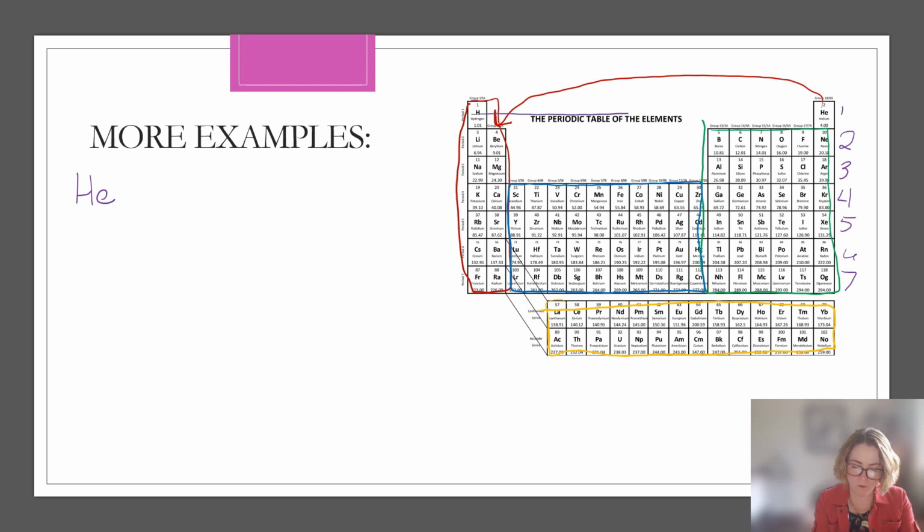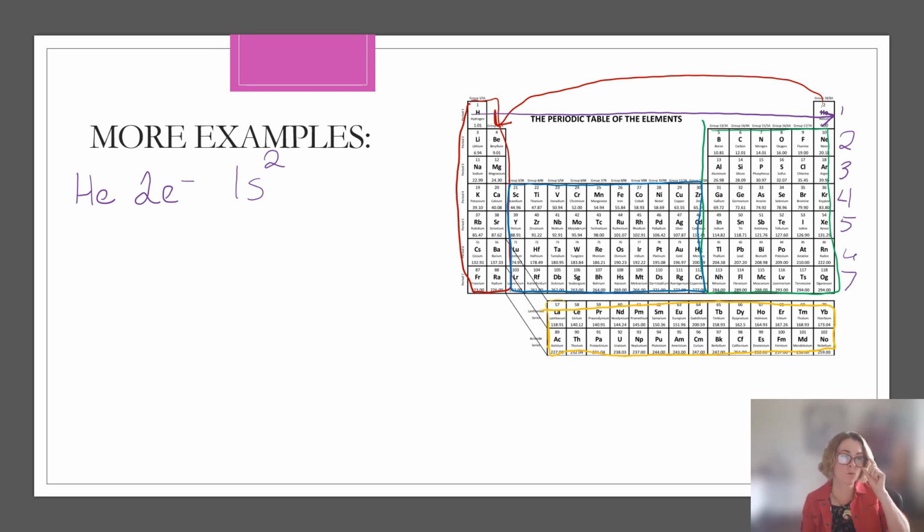So for helium, I'm going to go all the way across that first energy level. Helium is in an S block. It's got 2 electrons, so both of those electrons are going to exist in that first energy level in the S subshell, and there are 2 electrons there. So my configuration for helium is 1s2.